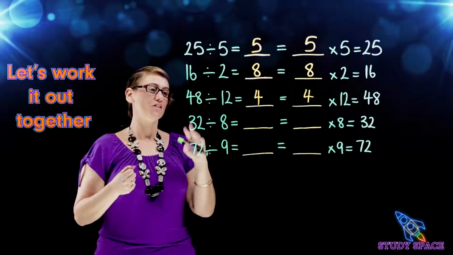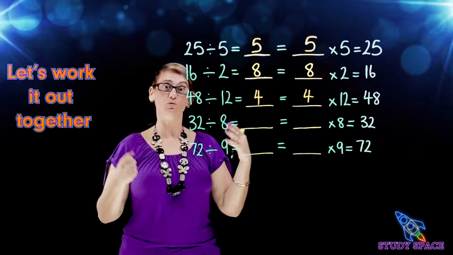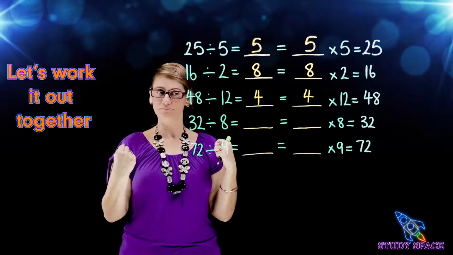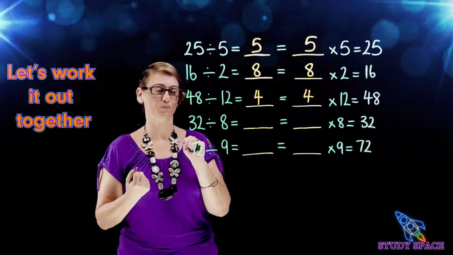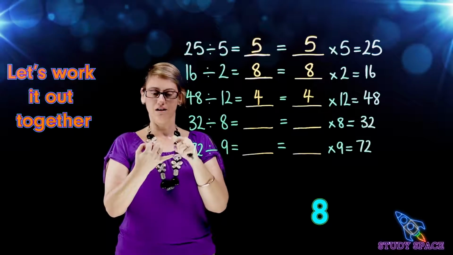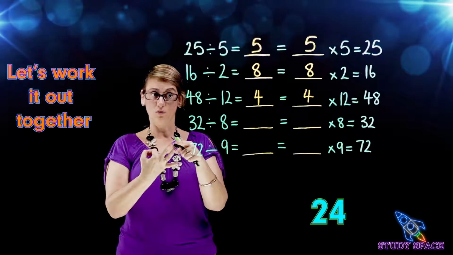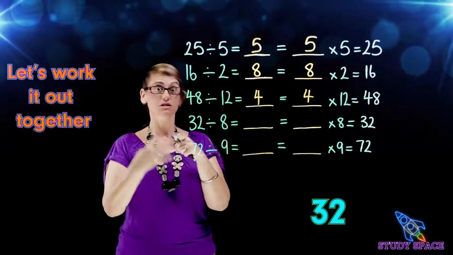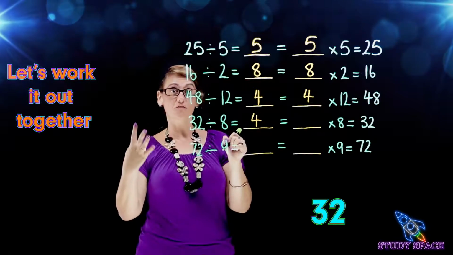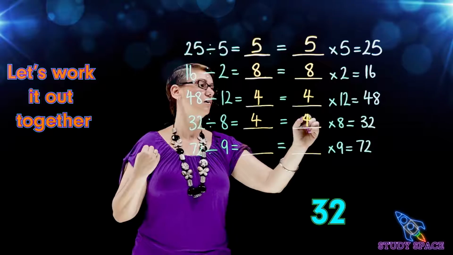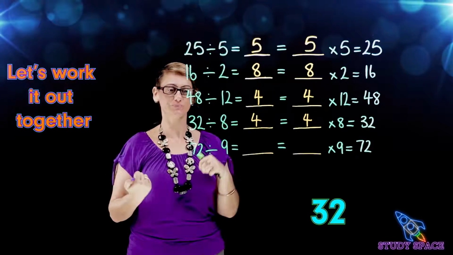Okay, 32 divided by 8 equals, let's find out. So counting by 8s to get to 32. So 8, 16, 24, 32. It's 4 again. Which means if I have 4 times 8, it equals 32.